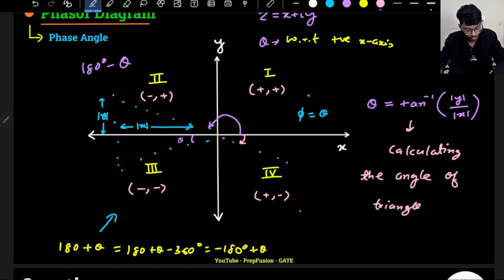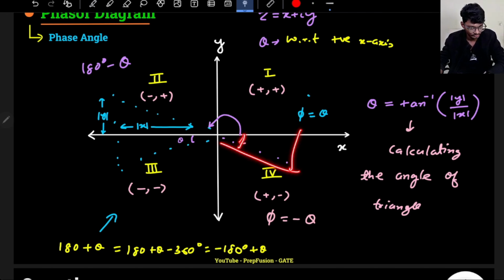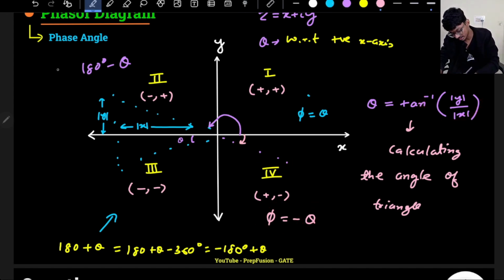Again, as I am moving in the clockwise direction, my angle phi will simply be equal to minus theta, because this angle is positive only. This is a triangle, this angle will be positive. As I am moving in the clockwise direction, that's why this will be negative, minus theta. Theta is always positive because I am taking the mod. So here the actual phase angle phi will be 180 minus theta.